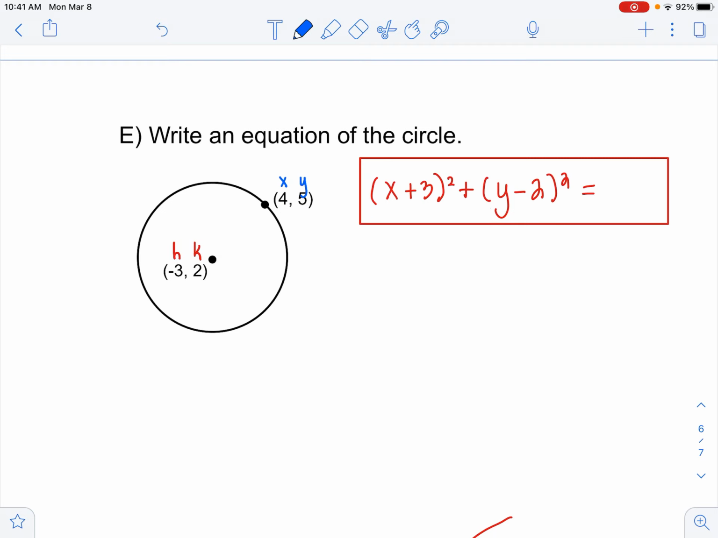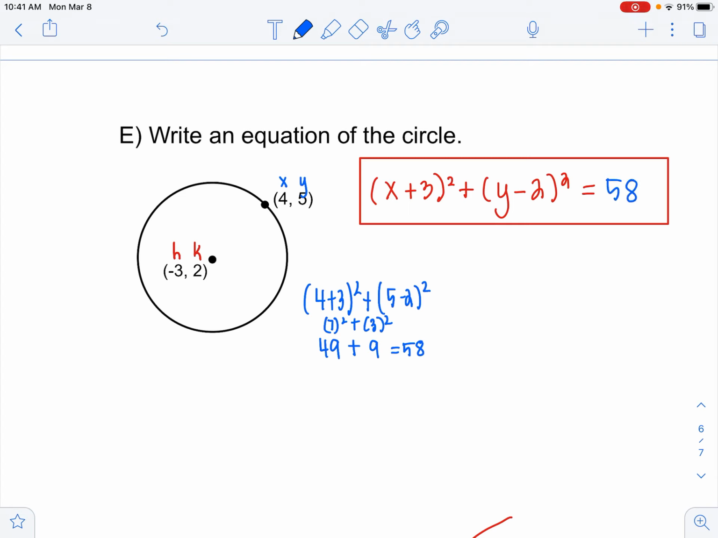So I'm going to do that math off to the side. I'm going to plug in 4 for X, so I have 4 plus 3 squared plus, and then I'm going to plug in 5 for Y, so 5 minus 2 squared. And I'm going to see what that is. So 4 plus 3 is 7. 7 squared is 49. Plus 5 minus 2 is 3. 3 squared is 9. So I have 49 plus 9, which I suggest you do 7 squared plus 3 squared first, but if you can do it in your head, that's fine. 49 plus 9 is 58. So I have equals 58.